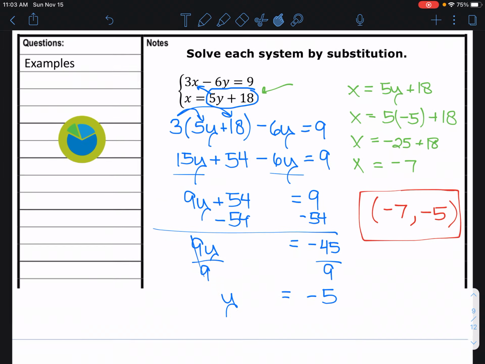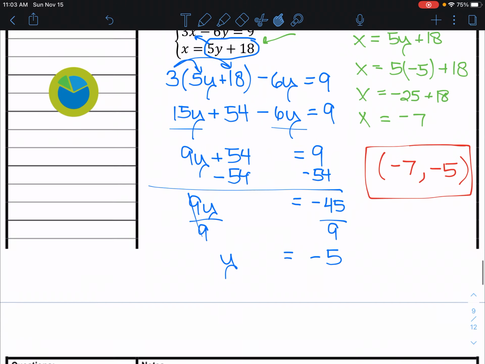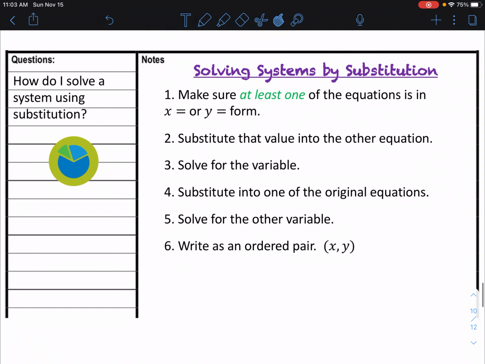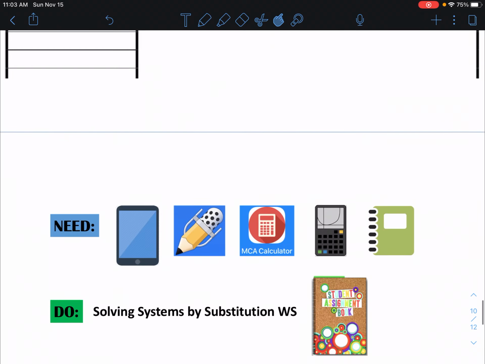All right, and now you know how to solve using substitution. Once again, these are the steps. If that's valuable for you and that makes more sense, you can have this up as you're working or pause it here.